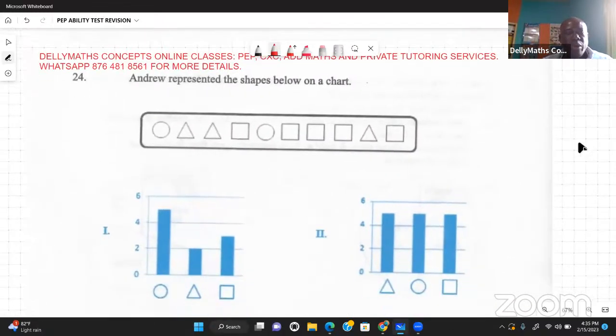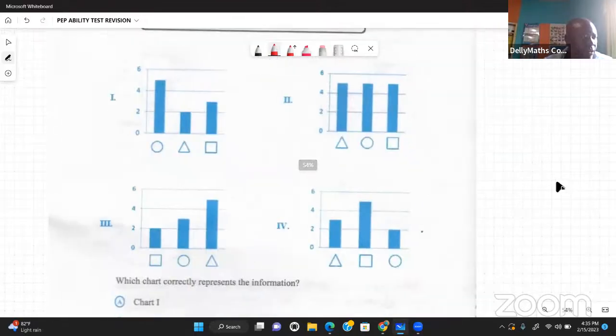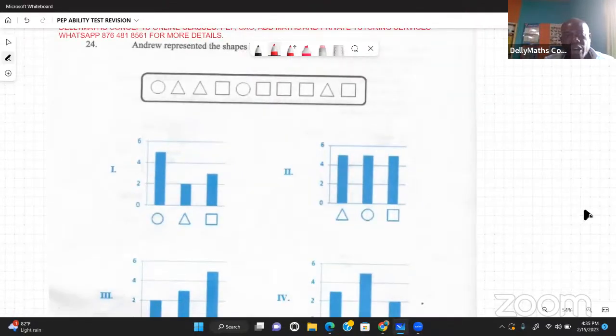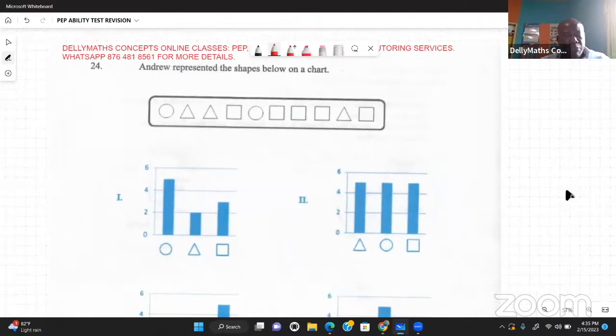24. 24 says Andrew represented the shapes below on a chart. So we're going to look to see the representation right there. There's a chart. So what we're going to do first is just count up these shapes to see how many of them, and then we're going to put them on our chart. So we have a number of shapes here. So we're talking about the triangles.